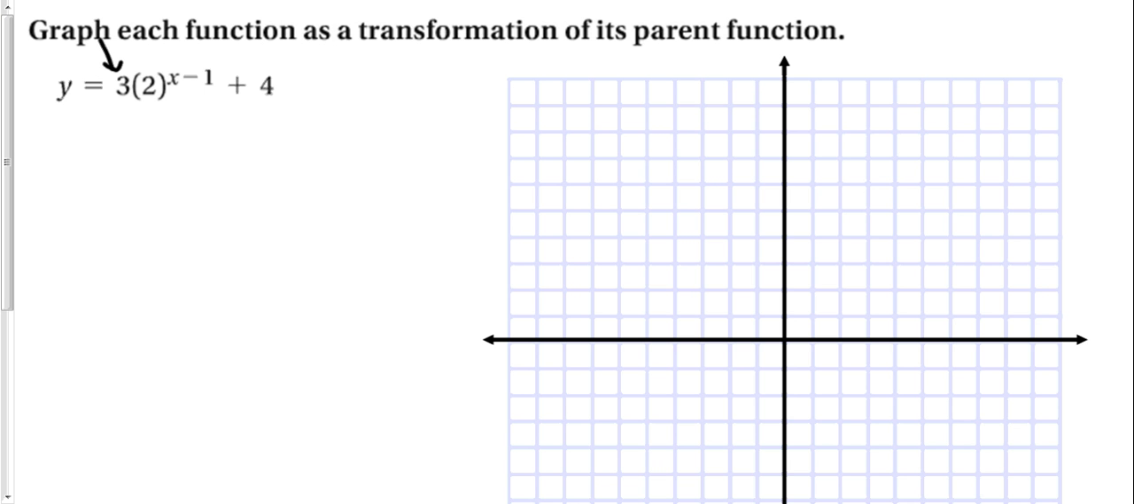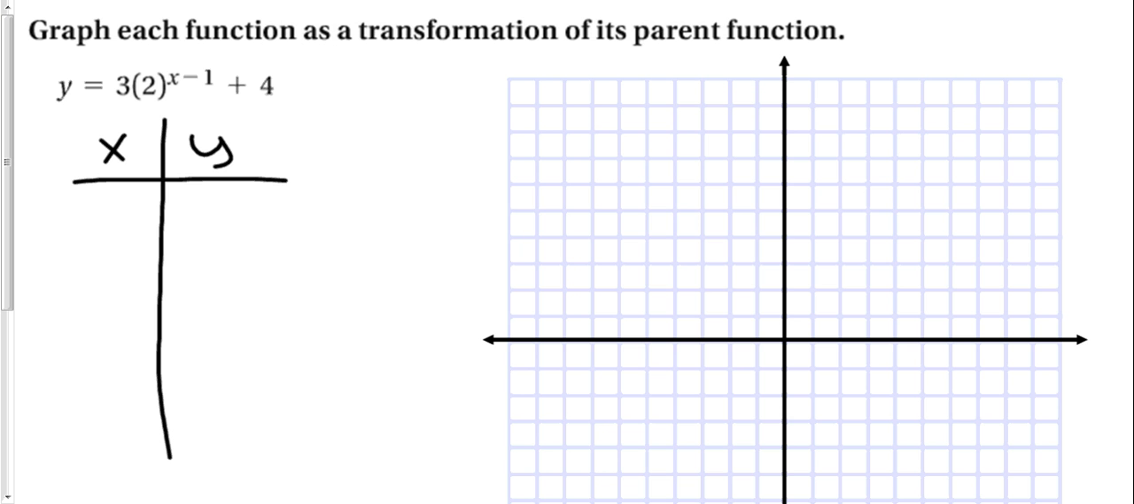Well, we know that it's going to be stretched. We know that it's going to be moved to the right 1. We know that it's going to be moved up 4. So with that, I can make a table and just plug in my numbers: -2, -1, 0, 1, and 2.